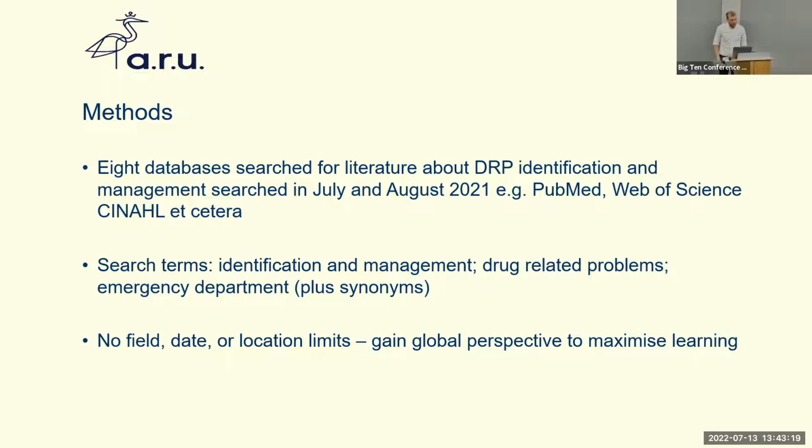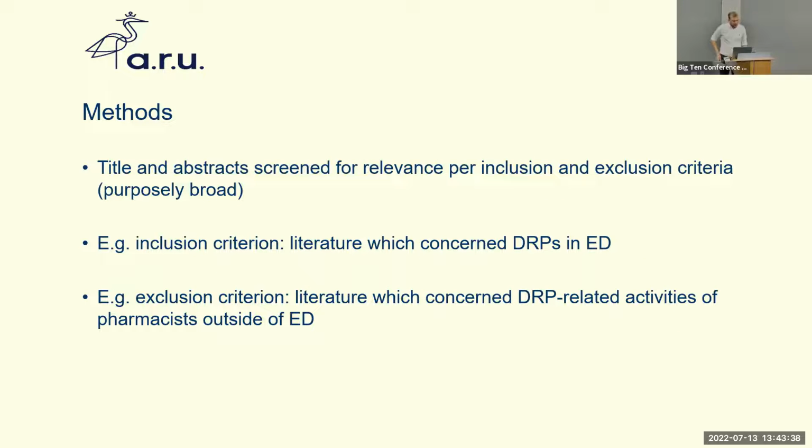What Tanisha did was search 8 databases for literature about DRP identification and management. The search terms used were identification and management, drug-related problems, and emergency department, plus countless synonyms. We didn't limit by field, location, etc. This was to gain as much exploratory perspective as possible. We knew from some early searches there probably wasn't much, if anything, out there.